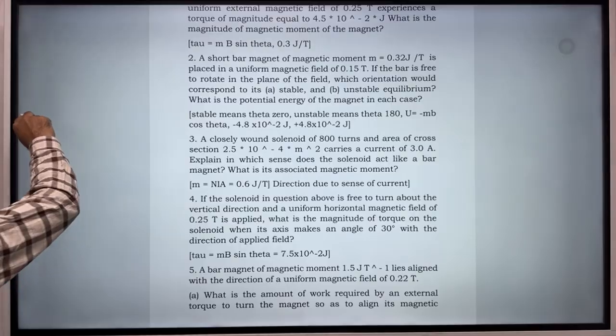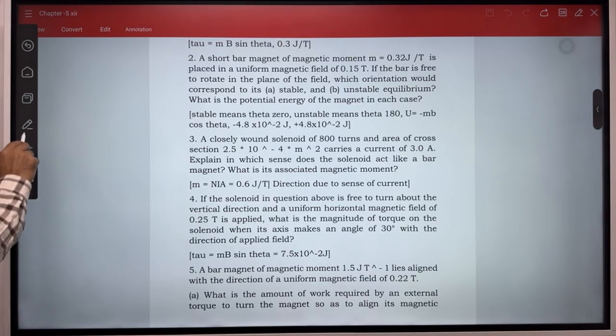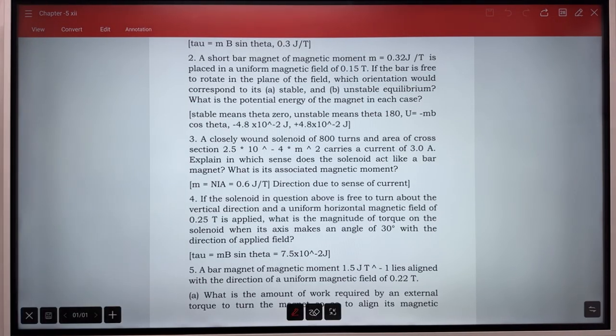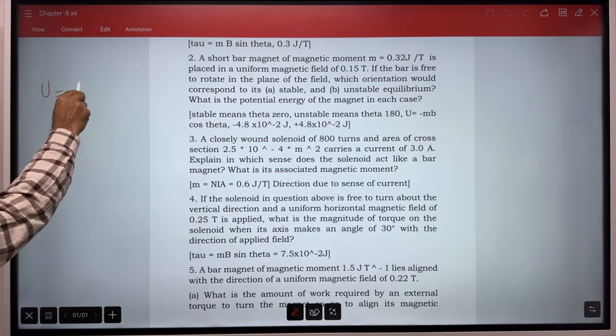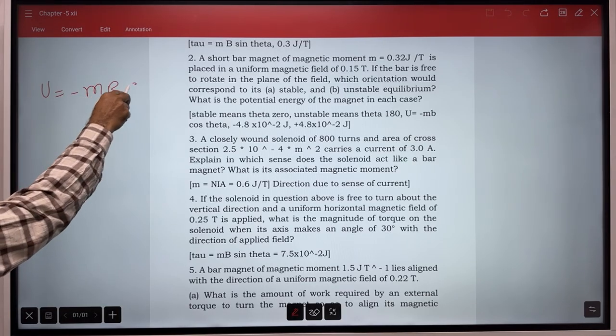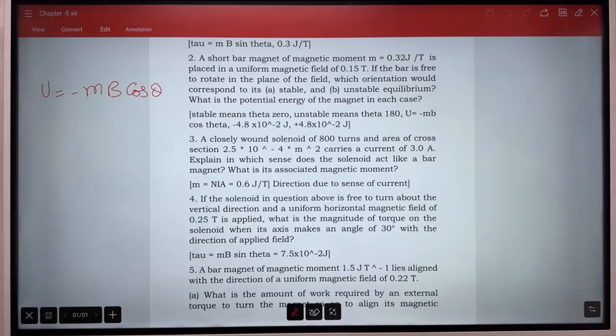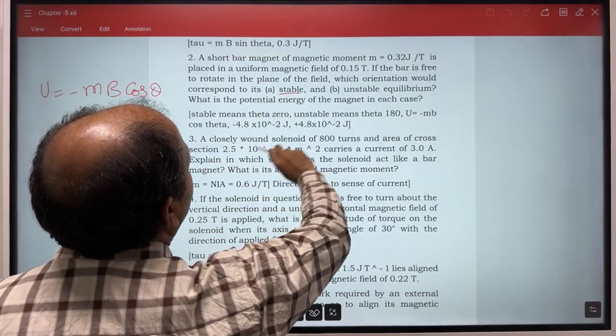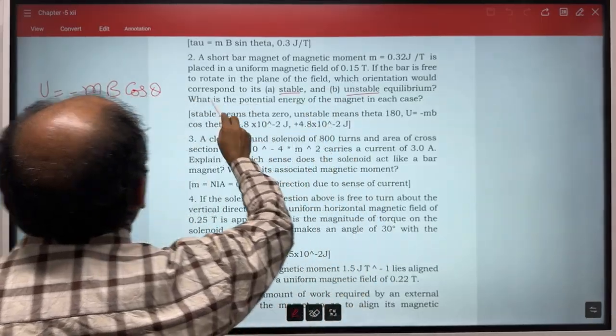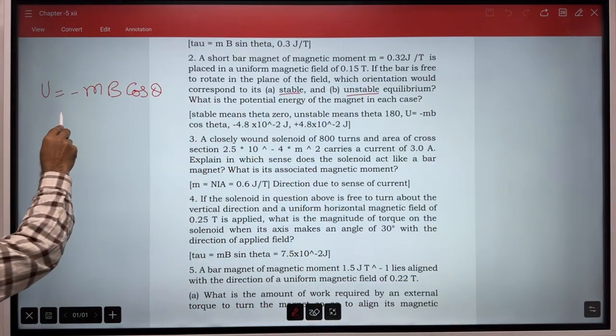I told you earlier also, if theta is 0 degree, in that case we say that equilibrium is stable. If theta is 180 degree, then equilibrium will be unstable, right? So if you remember, u equal to minus mb cos theta. So here we have to find out the value of potential energy in case of stable and unstable. So in case of stable, theta must be 0 degree.